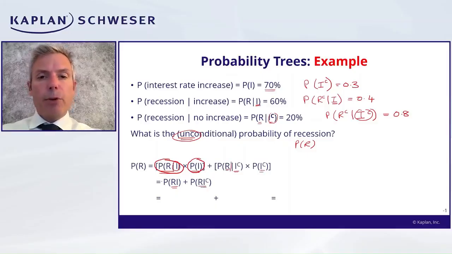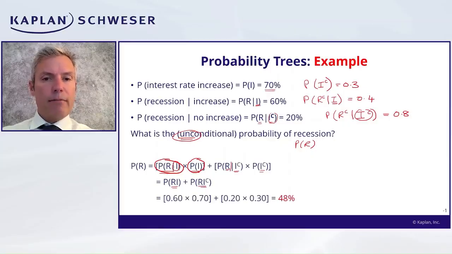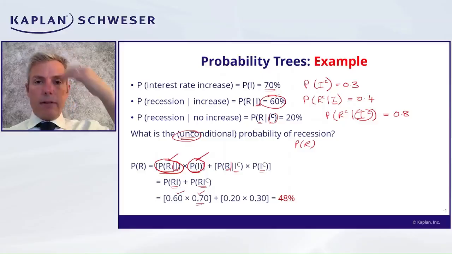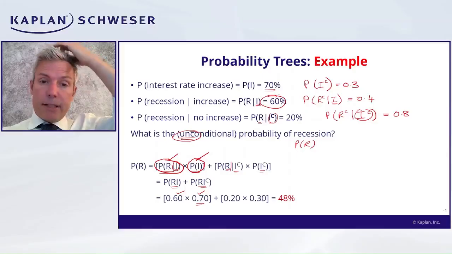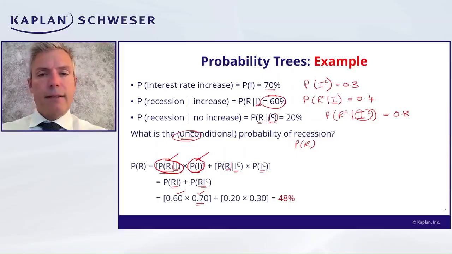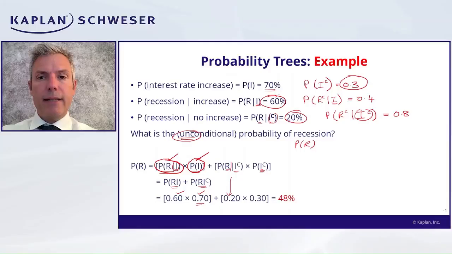So you can put the numbers in here. I've written them all out. The probability that there's a recession given that rates have gone up, that's 0.6. We've said that. Times the probability of rates going up, that's 70% or 0.7. We've said that. Okay. And then we are given the probability of a recession given that rates have not gone up. We said that's 0.2. All right. And the probability of rates not going up, I took that complement here. I wrote that out.